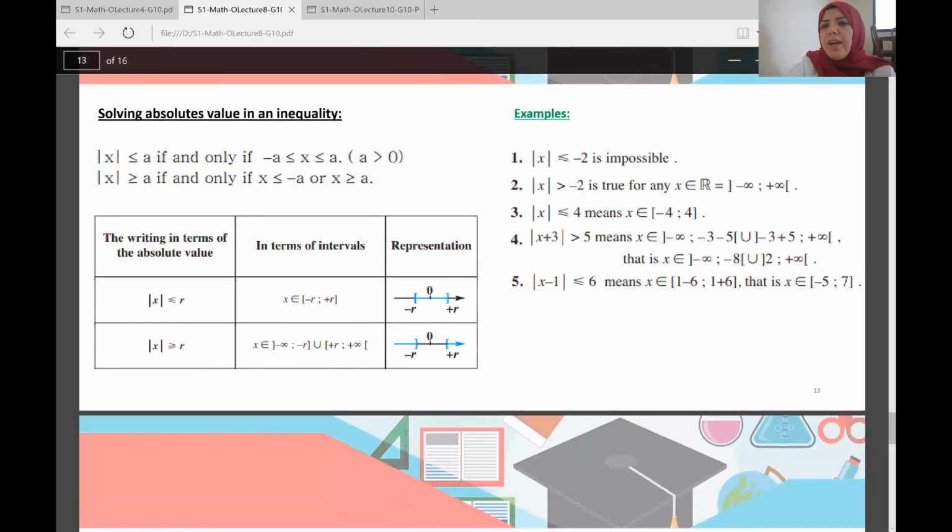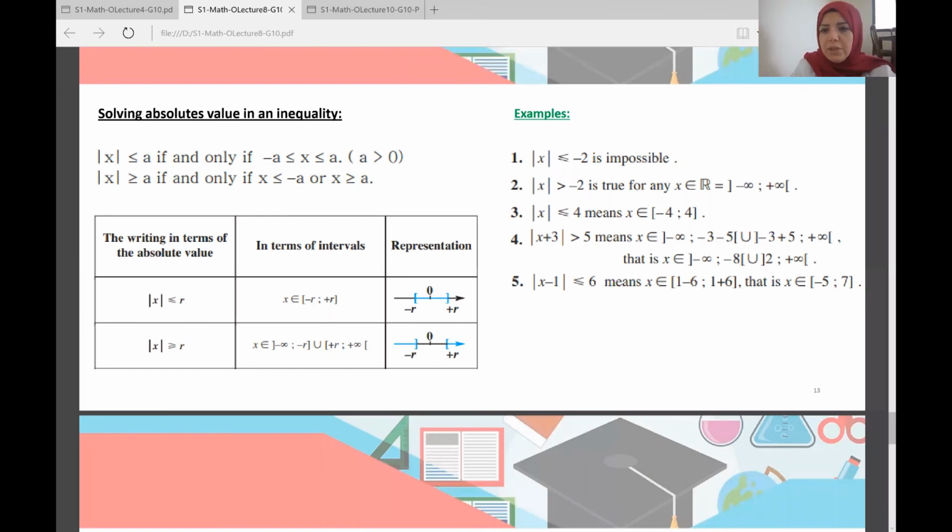How do I solve an inequality? Okay, so this is very important. How do I solve an inequality? Look at the first one. Absolute value of x less than or equal to minus 2, this is impossible. Why? Because if you are telling me that absolute value of x is less than minus 2, as if you are telling me that we will get the answers minus 3, minus 4, minus 5, which is impossible. But absolute value of x greater than minus 2, this is true for any value, because whatever you put inside of the x, you're going to get a number which is definitely greater than minus 2. So the solution for this part is minus infinity to plus infinity.